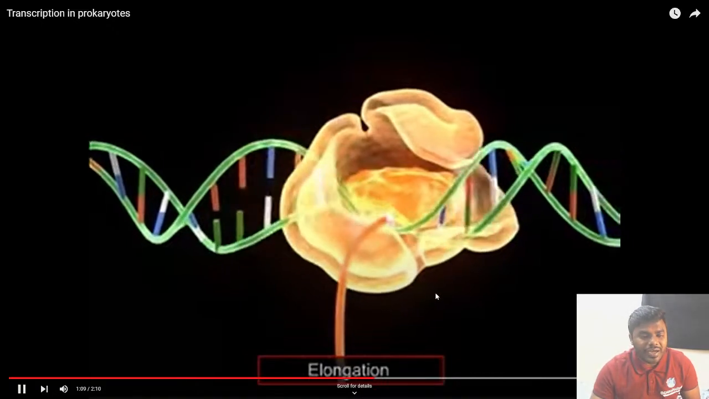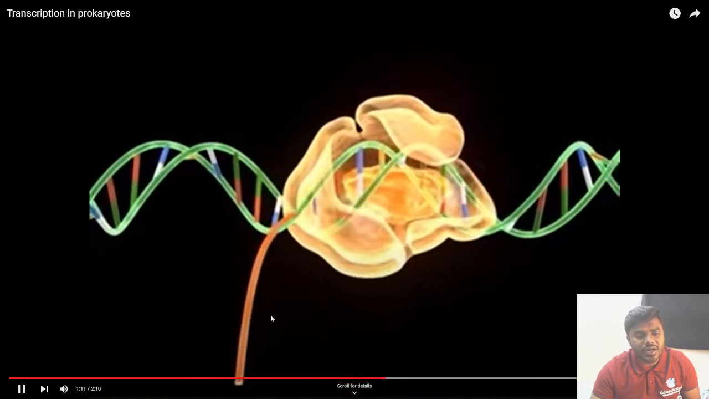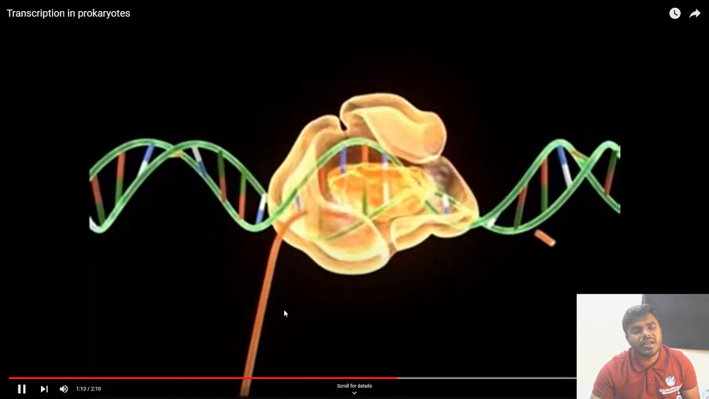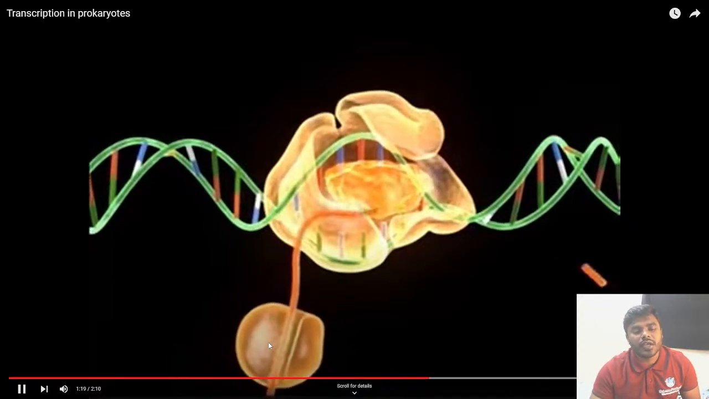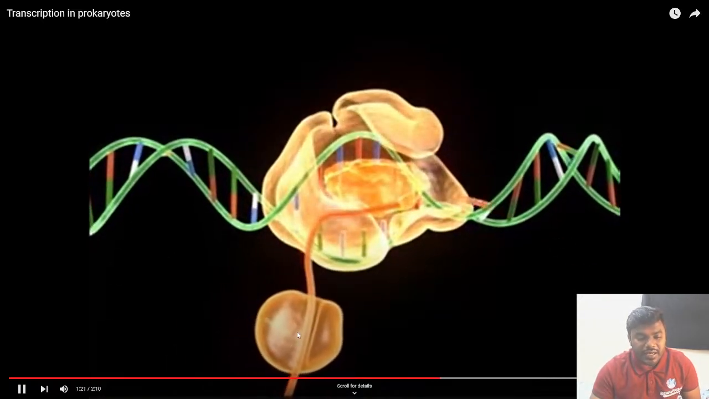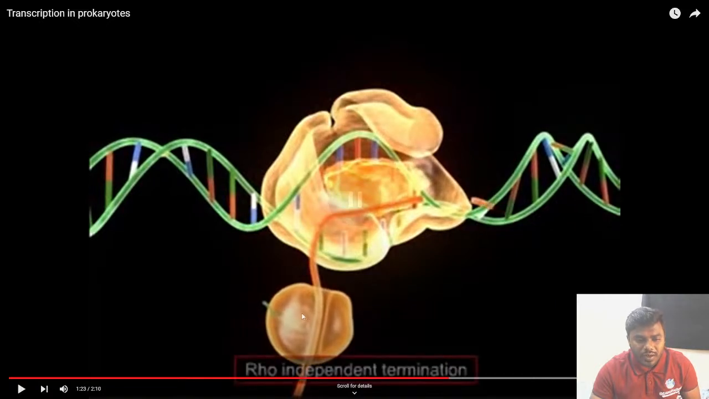The moment RNA comes out, who will come and associate with it immediately? Friends, immediately the ribosome. You can see this picture, friends. The ribosome comes and attaches. Immediately it starts synthesizing the protein. That's why, see here everyone, protein is coming out. That's why in prokaryotes, transcription and translation are highly coupled.